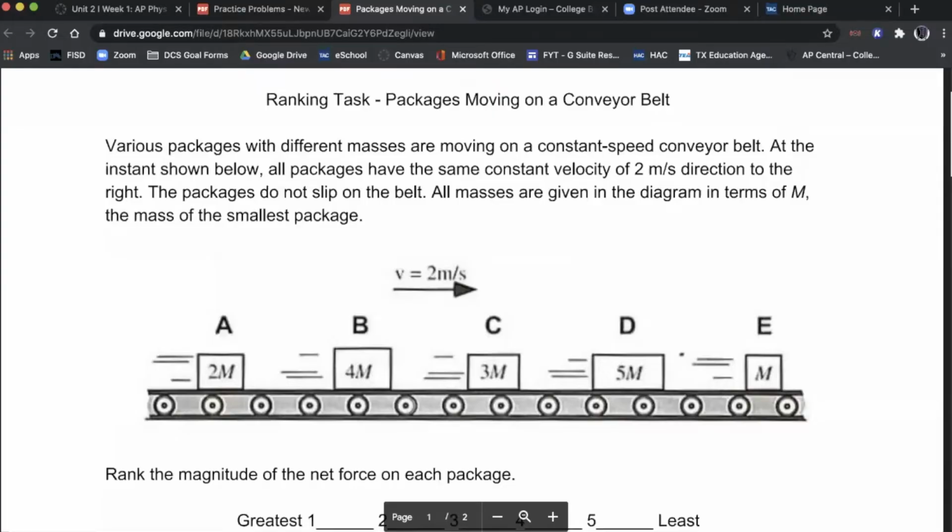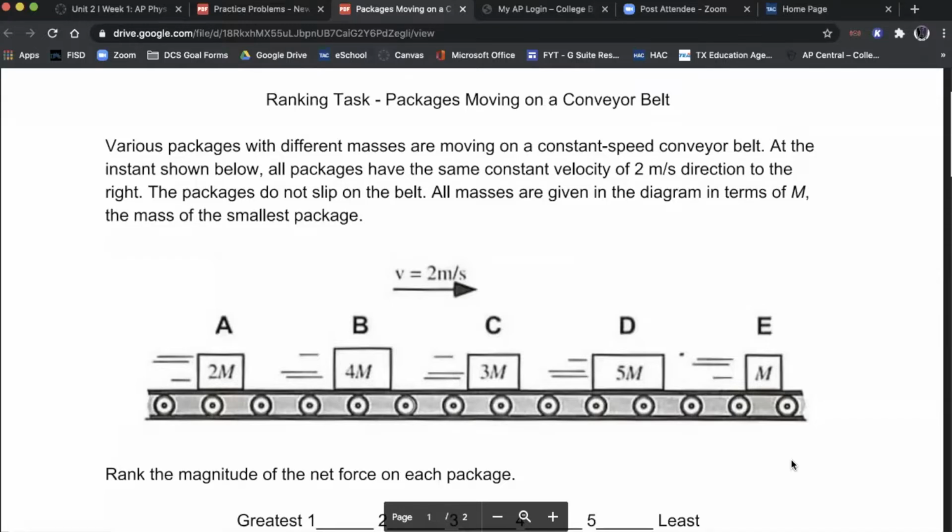All right, this is our warm-up. Take a look at this. Various packages with different masses are moving at a constant speed on a conveyor belt. At the instant shown below, all packages have the same constant velocity of 2 meters per second to the right. The packages do not slip on the belt. All masses are given in a diagram in terms of M, the mass of the smallest package.